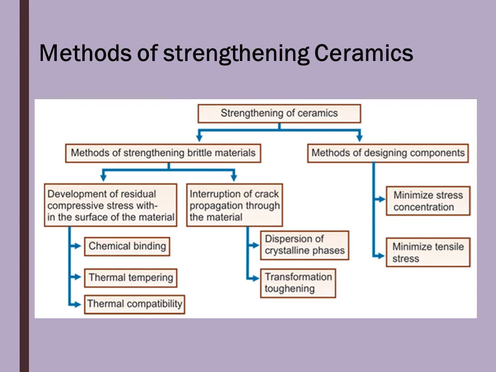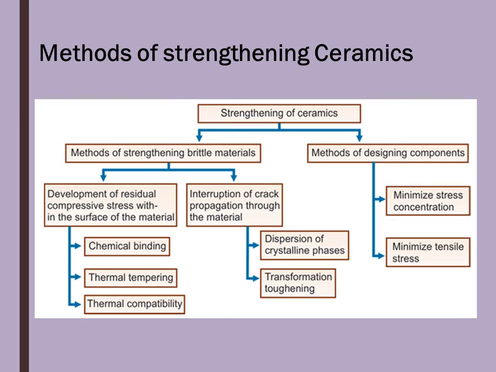Now this flowchart very clearly depicts the different methods of strengthening ceramics. So there are two ways. Basically, the first is the design. We can manipulate the design so that it ultimately leads to increased strength and toughness of ceramics, and we can do that by minimizing stress concentration and minimizing the tensile stress.